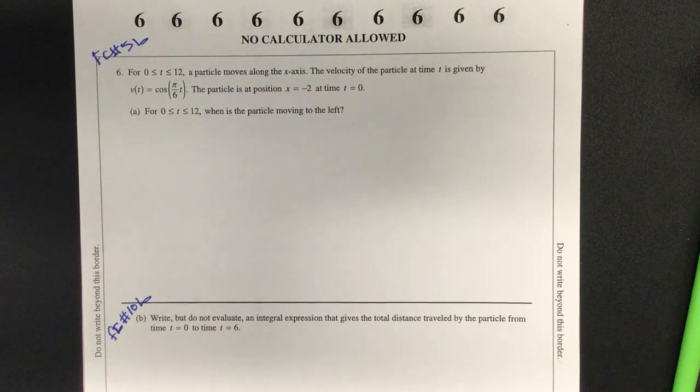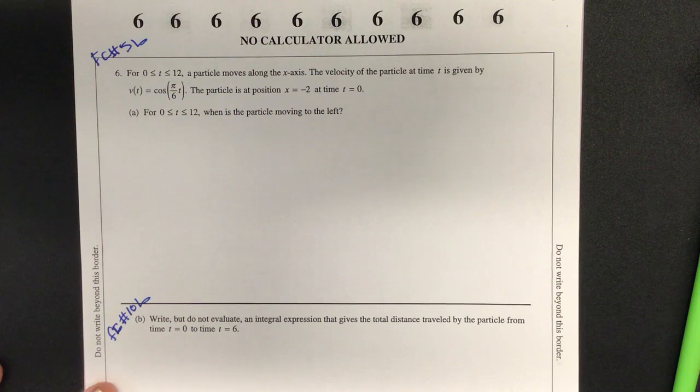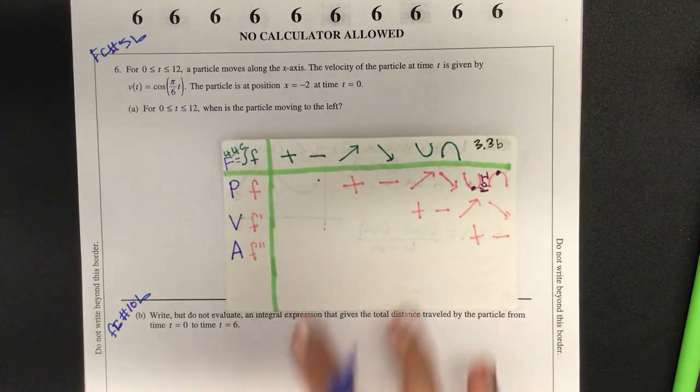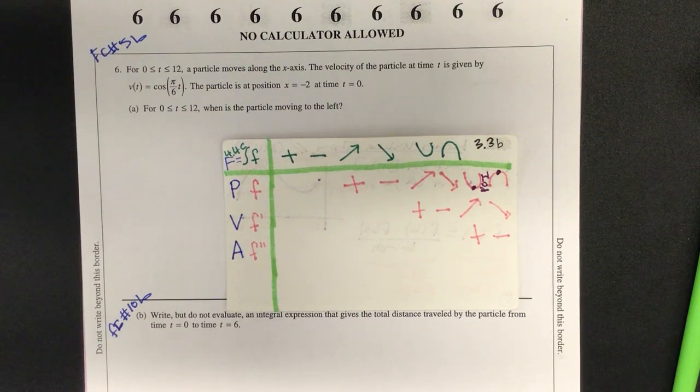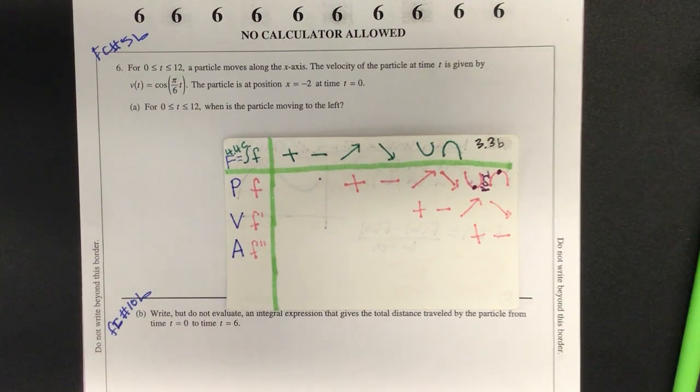The velocity of the particle at time t is given by v(t) = cos(πt/6). The particle is at position x = -2 at time t = 0. For 0 ≤ t ≤ 12, when is the particle moving to the left?